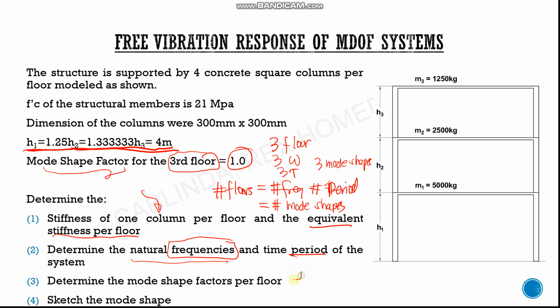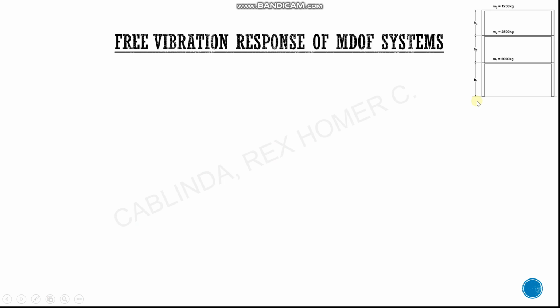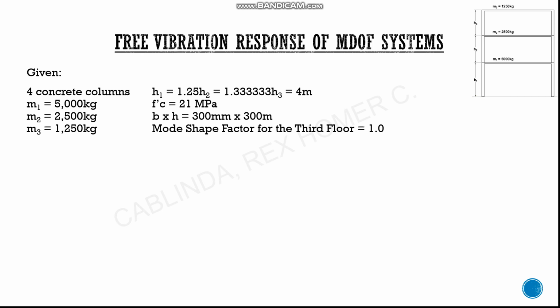Next, we're asked to find the mode shape factors per floor and sketch the mode shape. On the right side, we have a figure with the given masses: first floor at 5,000 kilograms, second floor at 2,500 kilograms, third floor at 1,250 kilograms. The first step is to get the stiffness matrix and the mass matrix. But before that, to get the stiffness matrix, we need the stiffness of a single column and the equivalent stiffness per floor level. So let's start with our solution.